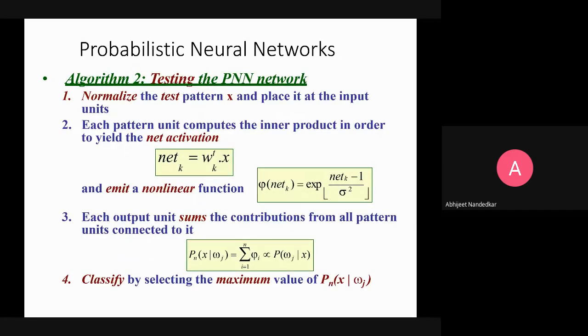Now once you build this circuit, we need to use it. Okay, so the input patterns are unknown. Now what we do, we normalize the test pattern, the unknown pattern. We compute net for each pattern node. Then we pass this net through the activation function, and then we do the sum procedure. We add all the contributions from all pattern units connected to that particular output node.